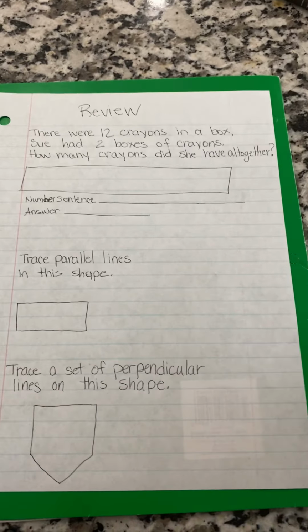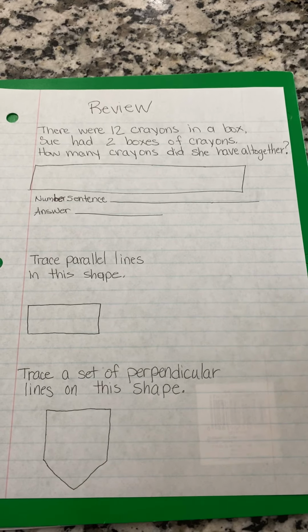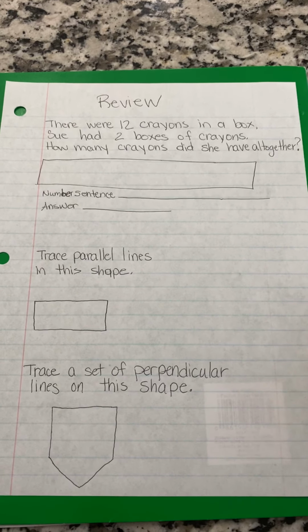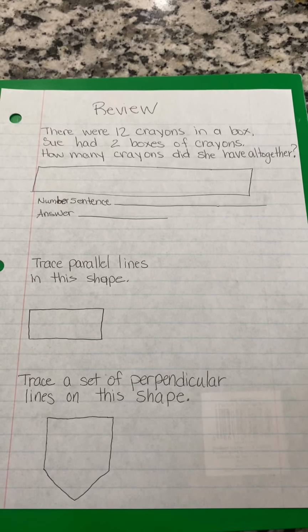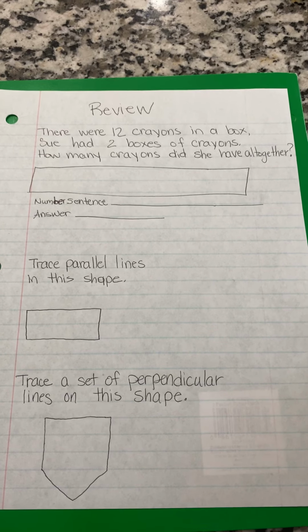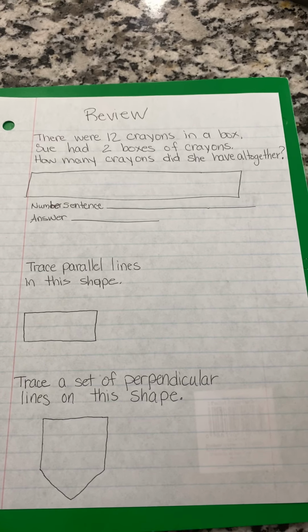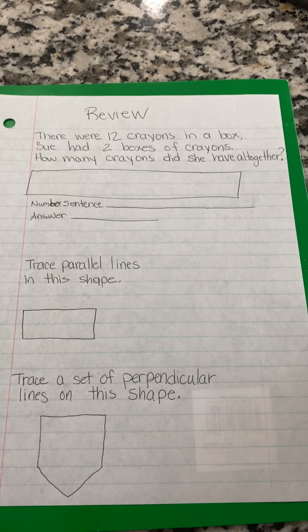The first one is a story problem like we have for number 1 a lot of times on our math homework papers. It might be something like this. There were 12 crayons in a box. Sue had 2 boxes of crayons. How many crayons did she have altogether?